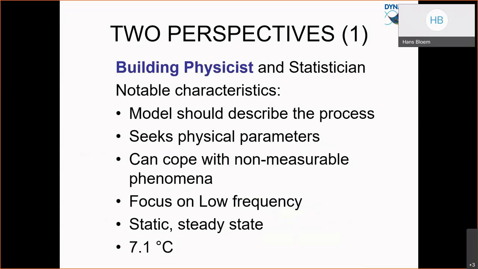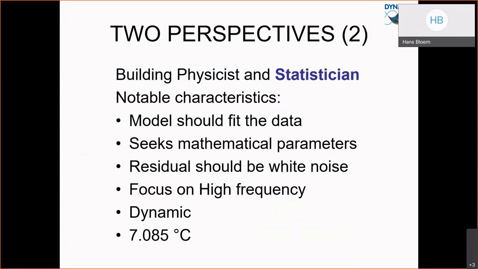We have tried to characterize the building physicist, and it is given here. So they are looking at physical parameters, and they are also able to cope with non-measurable phenomena. Whereas a statistician is more interested in white noise. For example, the residue of the process should be white noise. And that is also the reason that they are more focused on the high frequency part of the whole analysis process.